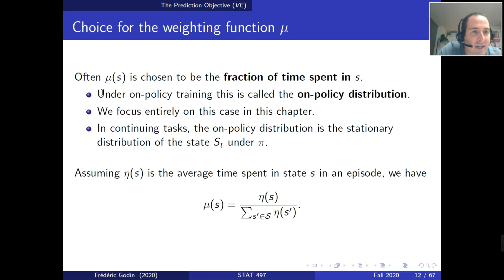Conversely, if you have episodic tasks which end surely at some point, then you can define eta(s) as the average time spent in state S in a given episode, and in that case you can define mu(s) as eta(s) divided by the sum of eta(s') over all possible states. So the proportion of time you spend in a state S over the long run is simply the average time spent in state S per episode divided by the average time spent in all the states.